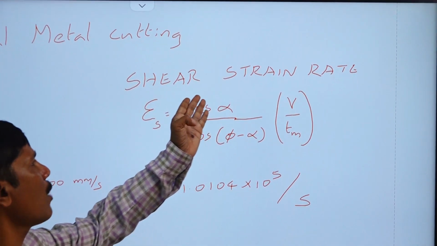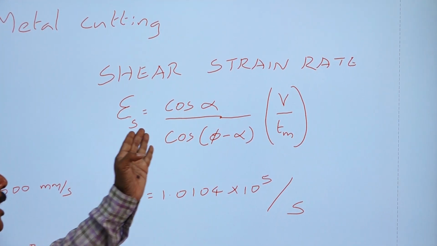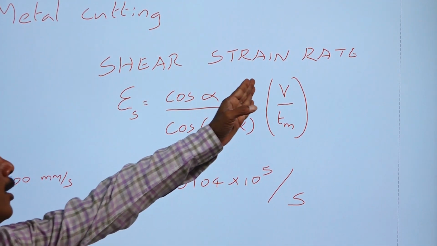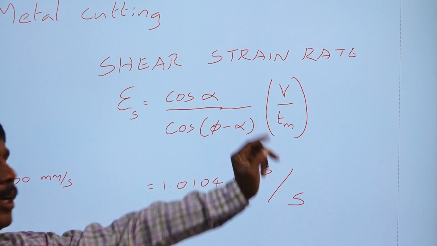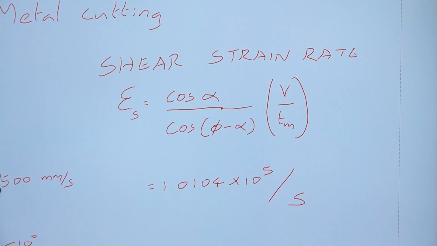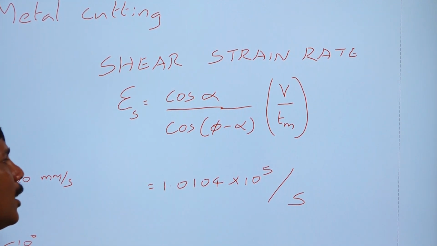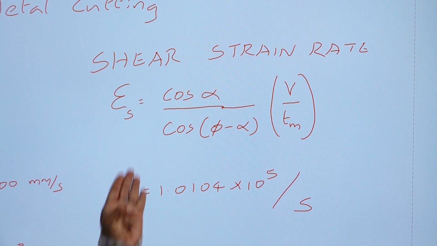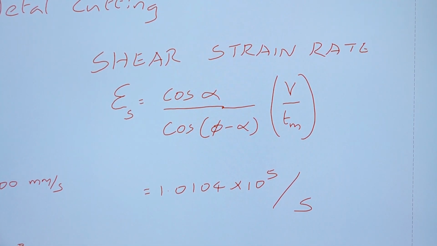We have the formula for shear strain rate, epsilon suffix s equal to cos alpha divided by cos(phi minus alpha) into, open the bracket, cutting velocity by mean shear thickness. When you substitute all the values, you get 1.0104 into 10 to the power of 5 per second. So the shear strain rate unit is per second. Thank you.